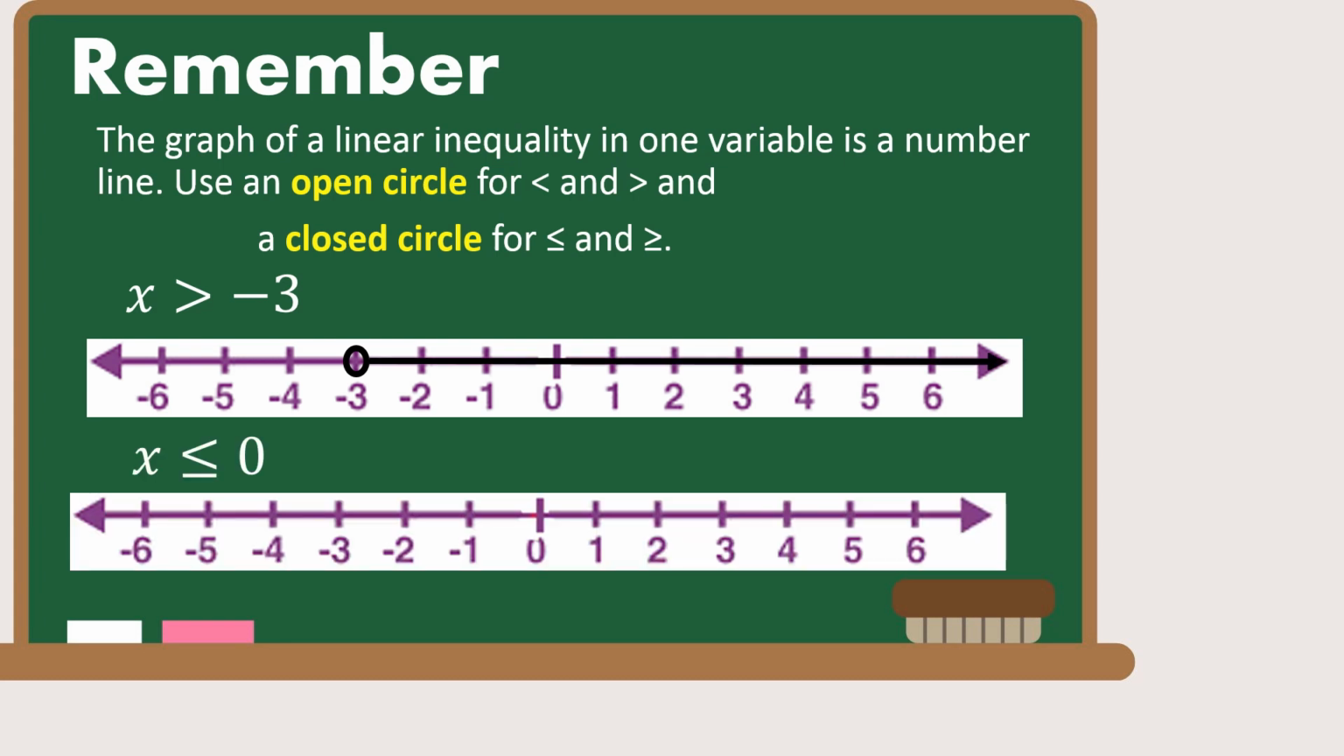Next one, we have x is less than or equal to 0. First, we need to locate 0. Then, we will decide if we will use an open circle or a closed circle. Since the symbol used is less than or equal to, we will use a closed circle. Next, we will decide if we will go to the left or to the right. Since the symbol used is less than or equal to, we will go to the left.